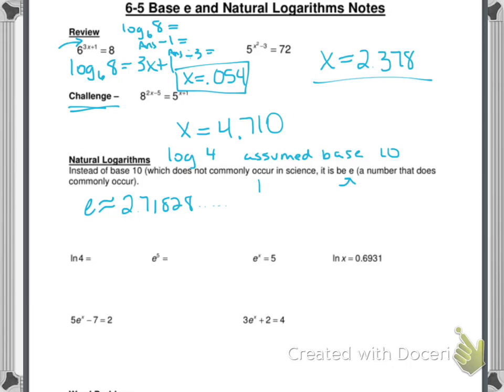So instead of saying like log base 10 or log base 3, this is log base E. Now, because it occurs so often and because it's a number used so much, they gave it its own notation, ln. Okay? Anytime you see ln, that stands for natural log, and it's assumed that the base is E. Okay, you have these buttons on your calculator. There's an ln button, and then if you second the ln button, it's an E to the x button.